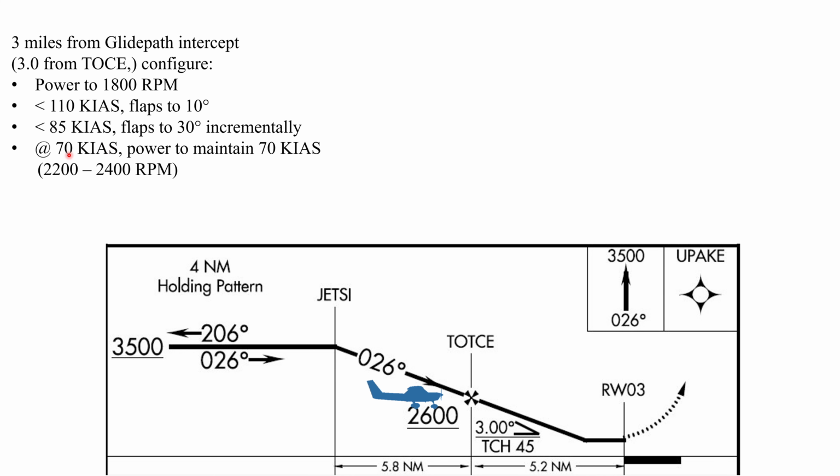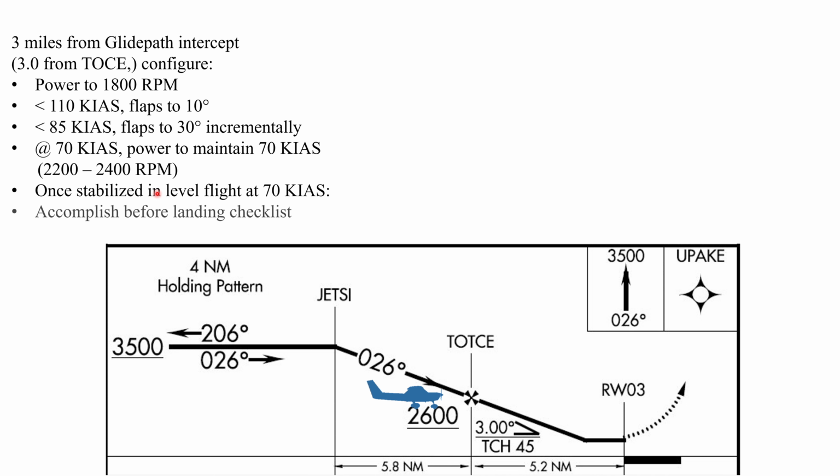And then once we are at 70 knots, actually it'll be about 75 knots, that you'll want to bring the power back in. And that's going to be about 2,200 to 2,400 RPM to maintain level flight at 2,600 feet at 70 knots. And once you're stabilized in level flight at 70 knots, then you want to perform your before landing checklists. And then you'll want to do whatever you want to do with the autopilot and the flight director.